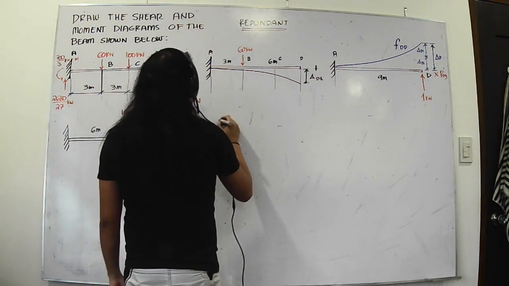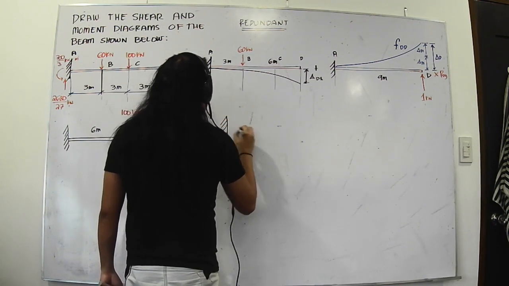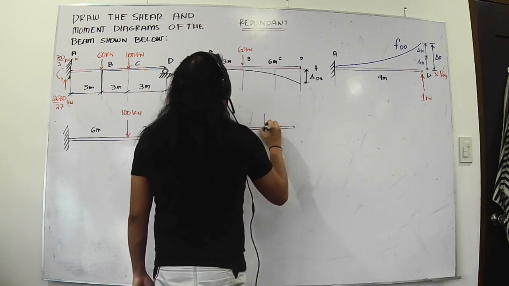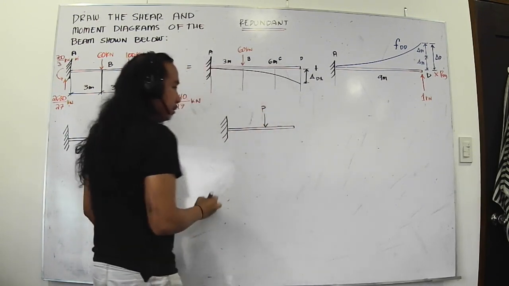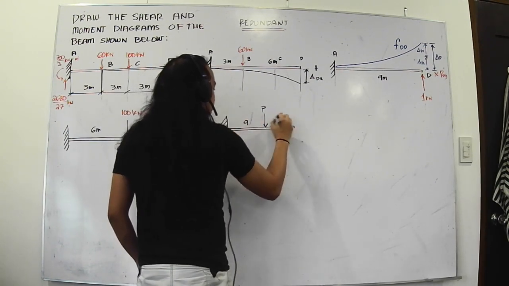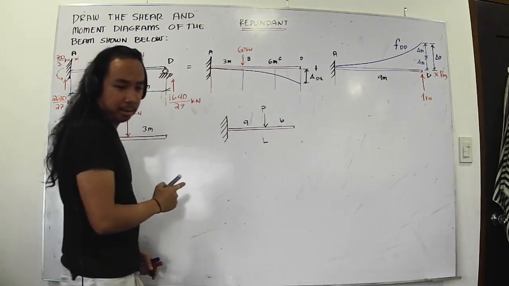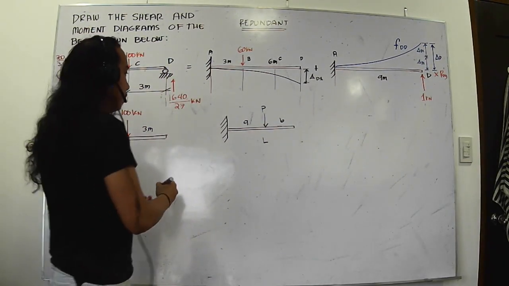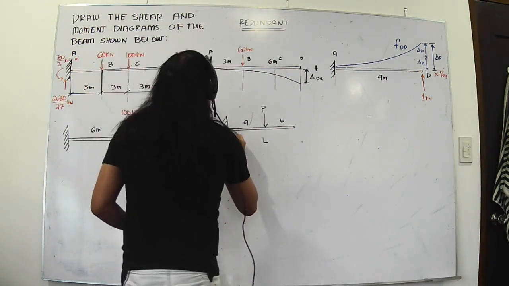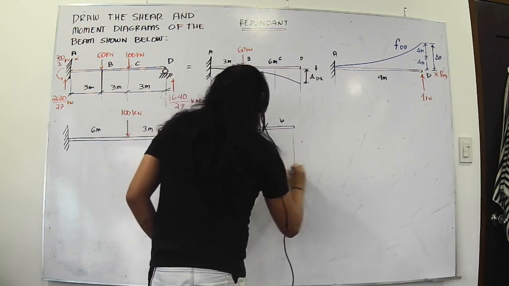Why don't we try this? Say we have an arbitrary load on a beam. A load P is applied here. This distance is A and this distance is B. Now this is L, the entire length. L is equal to A plus B. Now I would like to create a conjugate beam.